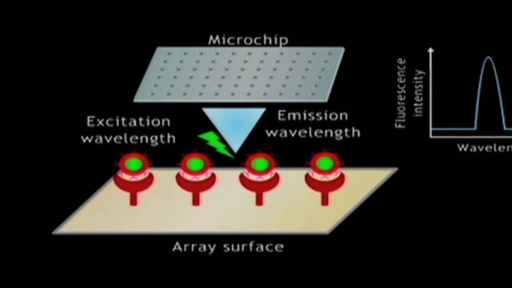So, as you can see, upon binding of the target protein to the antibody, these changes are plotted on the wavelength versus fluorescence intensity graph. So, these quantum dots can detect molecules with very high sensitivity in the femtomolar range.